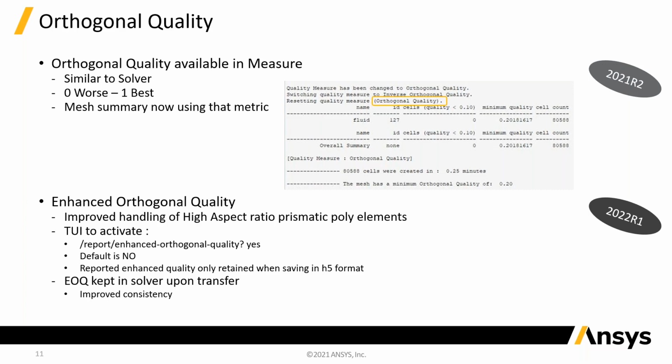So what you have to do now for the moment is just issue this TUI command to yes, and it starts using this enhanced orthogonal quality. And when you send this mesh through to Fluent in the solver, it will continue to use that. So when you do look at quality or you monitor quality there, you will be using this enhanced value. I'm sure this is just a prelude to this becoming default. I suspect what's happening is they're looking to make sure this is capturing all the things they need it to.